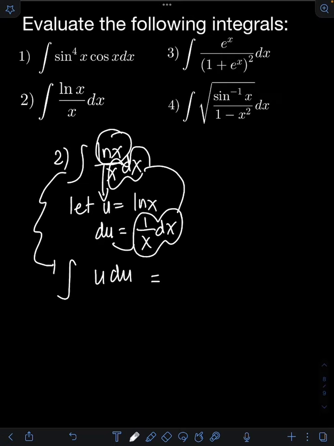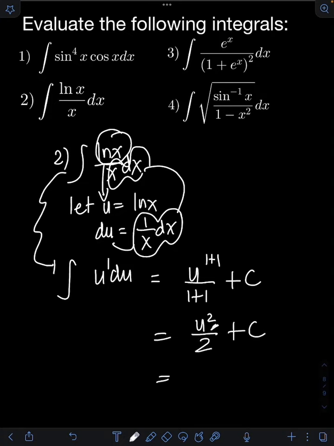So again, we can apply the power rule. The integral of u du, and this u, by the way, has an invisible exponent of 1. So by power rule, its integral is equal to u raised to 1 plus 1 over 1 plus 1 plus c, or that will be u squared over 2 plus c. And don't forget to transform back the u in terms of x. So u is ln x, so we'll have ln x raised to the second power over 2 plus c.